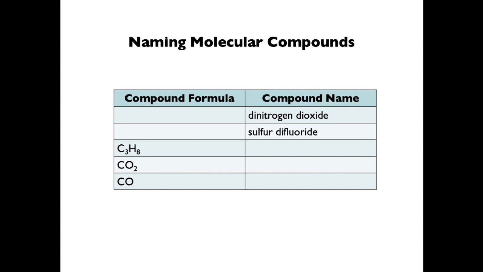All right, let's see how you did. So dinitrogen dioxide should be N2O2, sulfur difluoride, SF2, C3H8 should be tricarbon octahydride, CO2 should be carbon dioxide, CO is carbon monoxide.